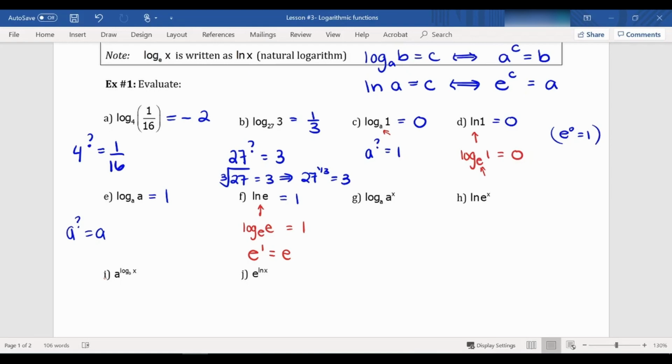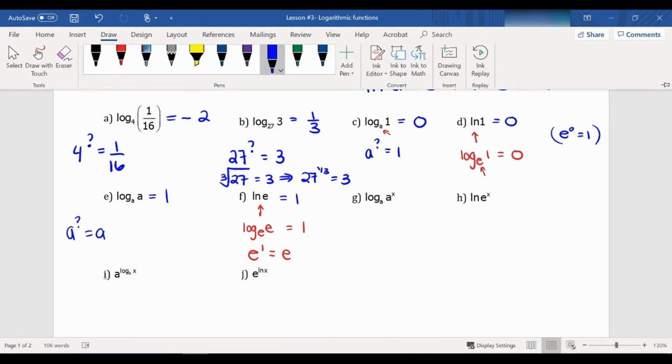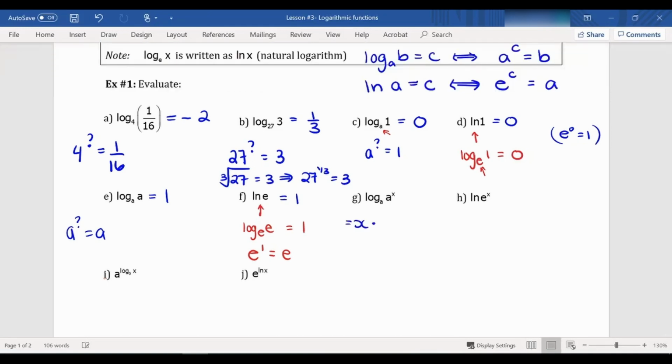If I have log base a of a to the power of x, we need to apply our exponential power log laws here, where we can bring the x down in front. Log base a of a is equal to 1, so this just equals x. Similarly, we can use the same log laws if we have ln of e to the x. We can bring the x down in front and have x times ln e. Ln e is 1, so this gives us x.